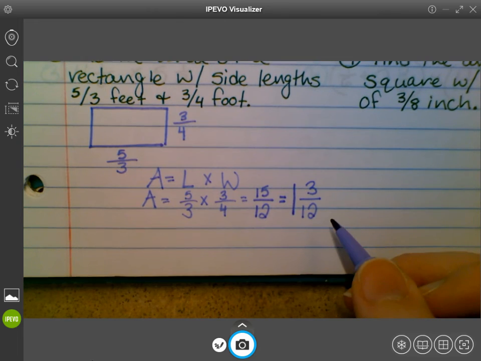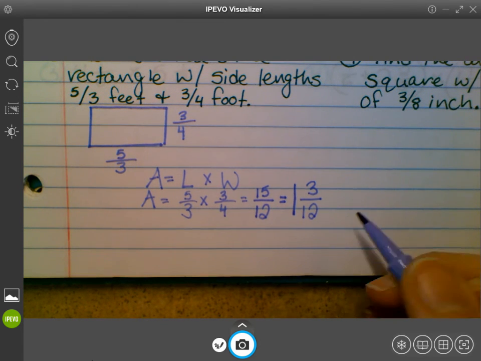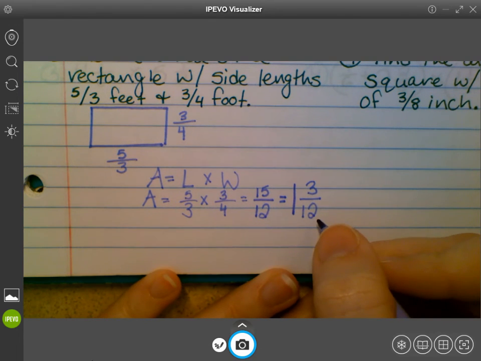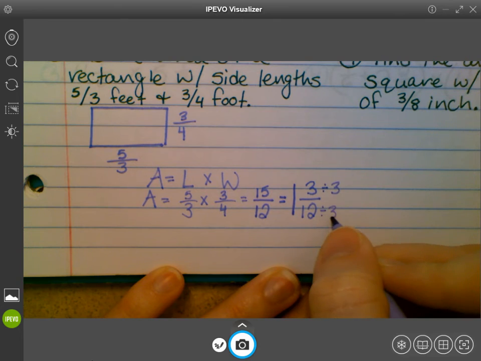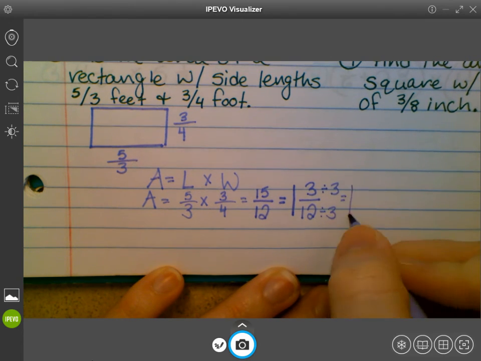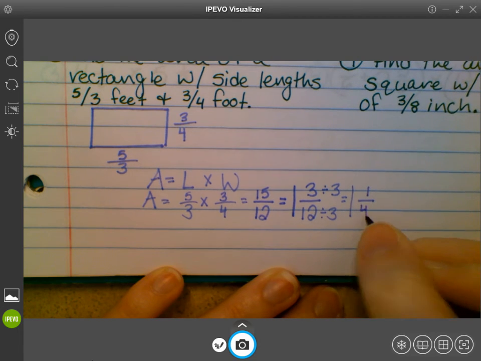What number goes into both 3 and 12? 4. 3. 4 can go into 12, but it can't go into 3. So if we divide by 3, 3 divided by 3 is 1. 12 divided by 3 is 4.